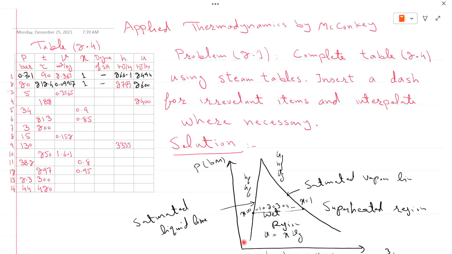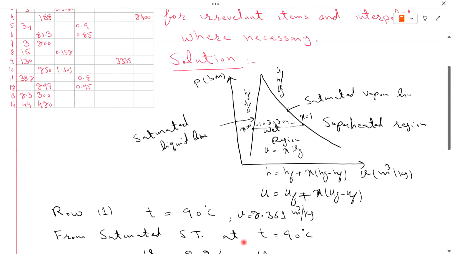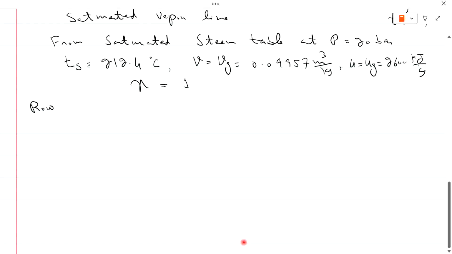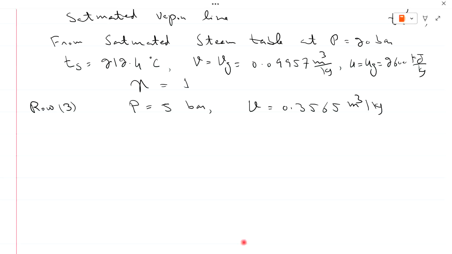Now in row number 3, pressure is given as 5 bar and specific volume is given as V equal to 0.3565 cubic meter per kg. First we check whether the properties are in the wet region or in the superheated region.